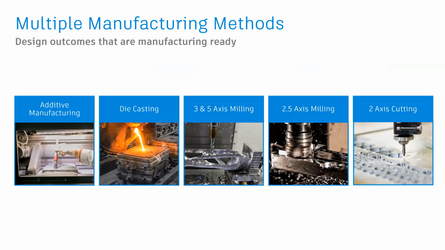So Autodesk generative design helps you address various different types of production methods, right from the current trend, that is additive manufacturing or 3D printing, as well as conventional ways of manufacturing, like die casting. It could be milling operations, either 3-axis, 5-axis, even 2.5-axis, or it could be a cutting operation like 2-axis cutting. And we are adding more and more production methodologies into the process.